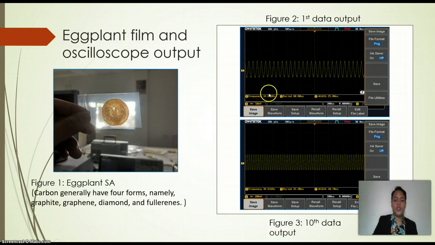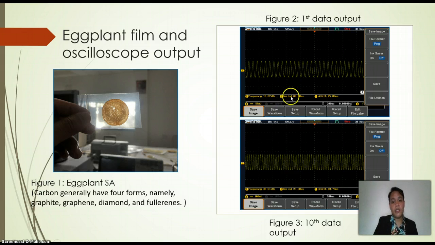So in the oscilloscope, you can see there are three parameters that are shown. The first one is the frequency, which stands for the repetition rate in terms of kilohertz. The second one is the pulse period in terms of microseconds, and also the pulse width in terms of microseconds. What is a pulse period?